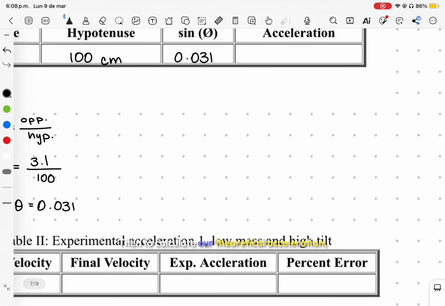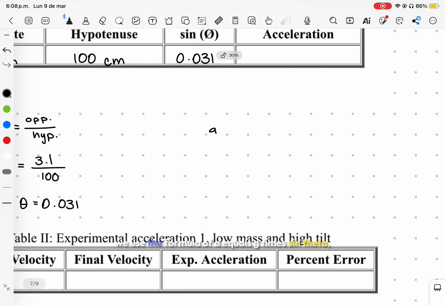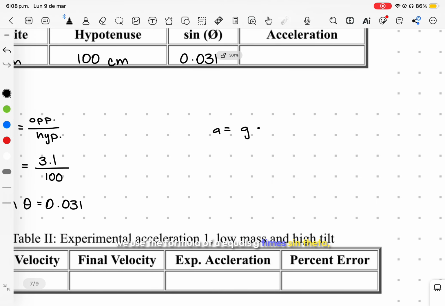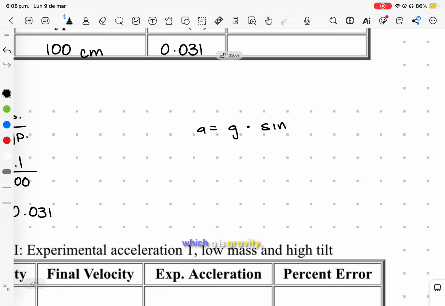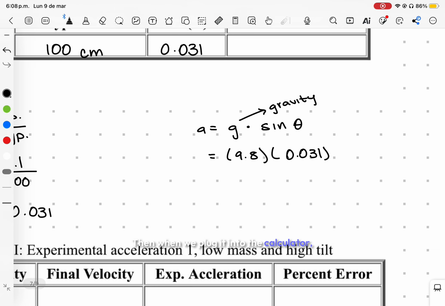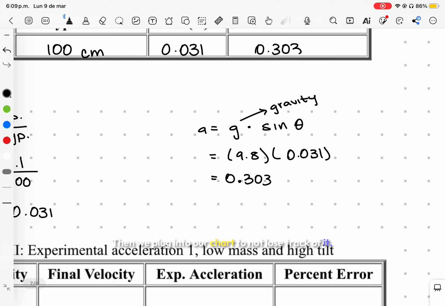Then to calculate our theoretical acceleration, we use the formula a equals g times sin theta, where g is gravity. When we plug in our values, g is equivalent to 9.8 and our sin theta was 0.031. When we plug it into the calculator, we get a value of 0.303. Then we put it into our chart to not lose track of it.